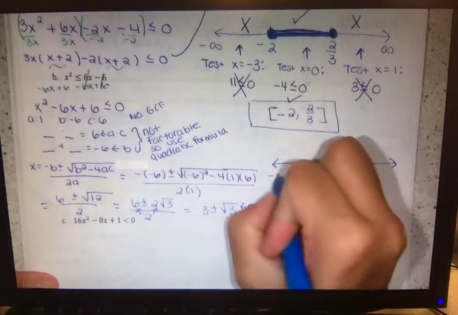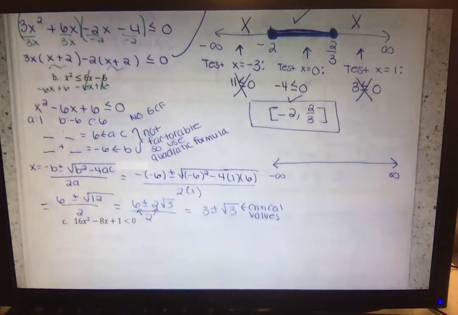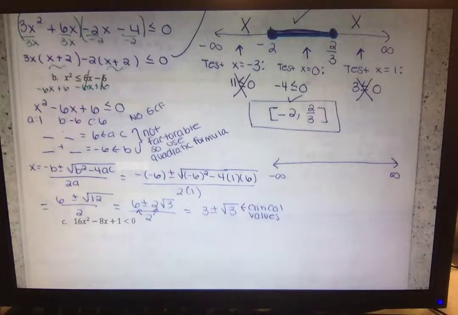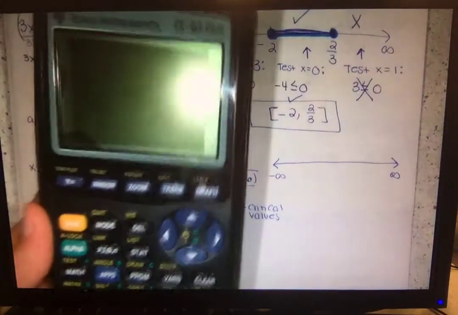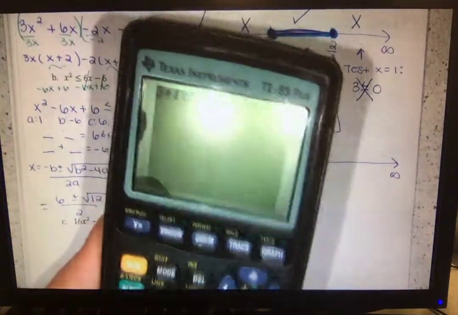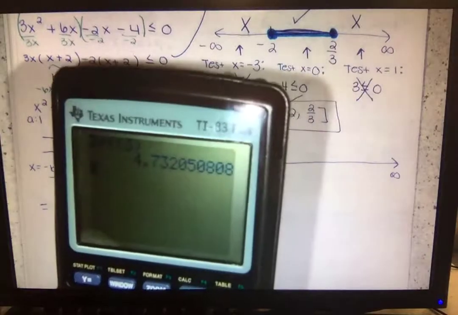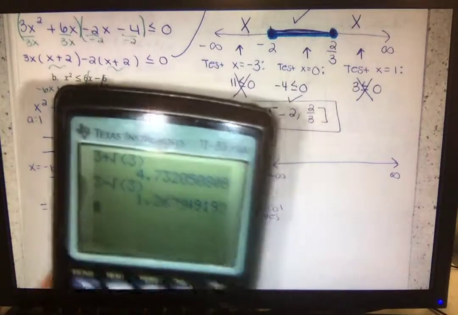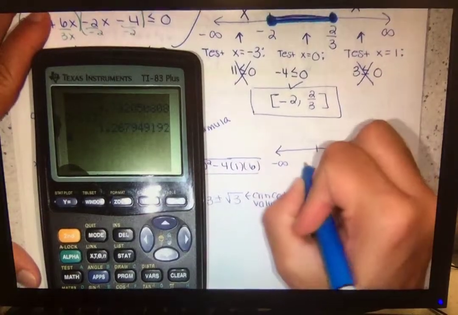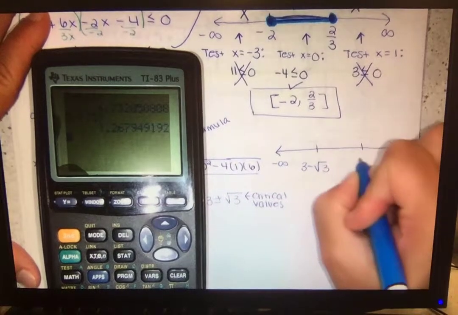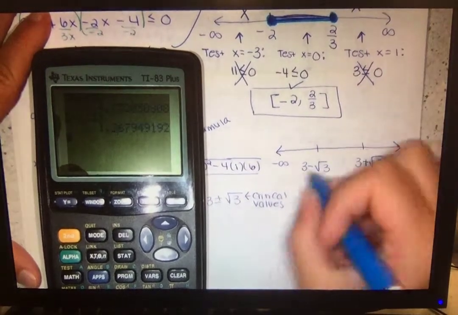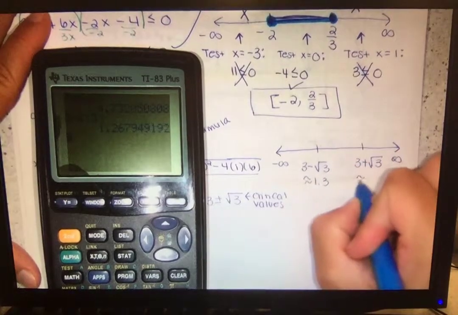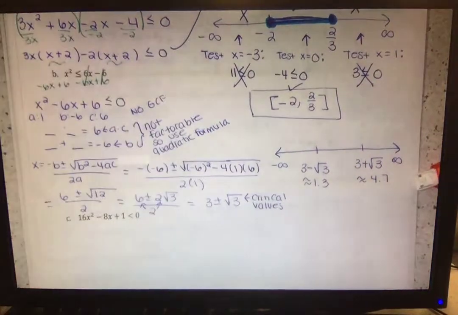So on our number line, which goes from negative to positive infinity, I don't even know which one comes first because I don't know what 3 plus the square root of 3 is and 3 minus the square root of 3. So in our calculator, 3 plus the square root of 3 is about 4.7. 3 minus the square root of 3 is about 1.3. So I know 3 minus the square root of 3 is smaller, so it'll go on the left-hand side of 3 plus the square root of 3. So this is about 1.3, this is about 4.7. That way I can see which numbers to plug in.